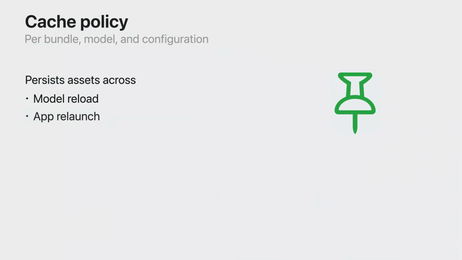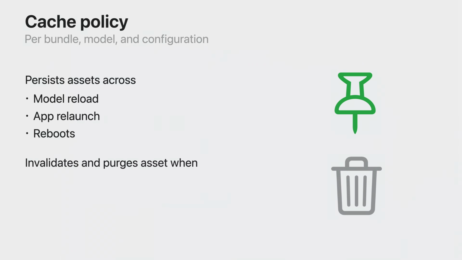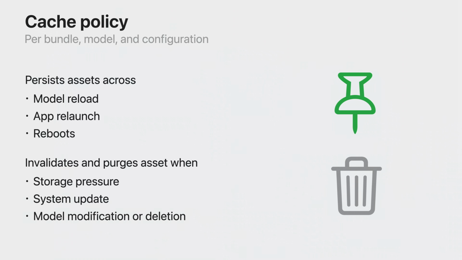CoreML caches the specialized assets on the disk. They're tied to the model's path and configuration. These assets are meant to persist across app launches and reboots of your device. When the device's free disk space is running short, there has been a system update, or the compiled model has been deleted or modified, the operating system deletes the cache. If this happens, the next model load will perform the device specialization again.